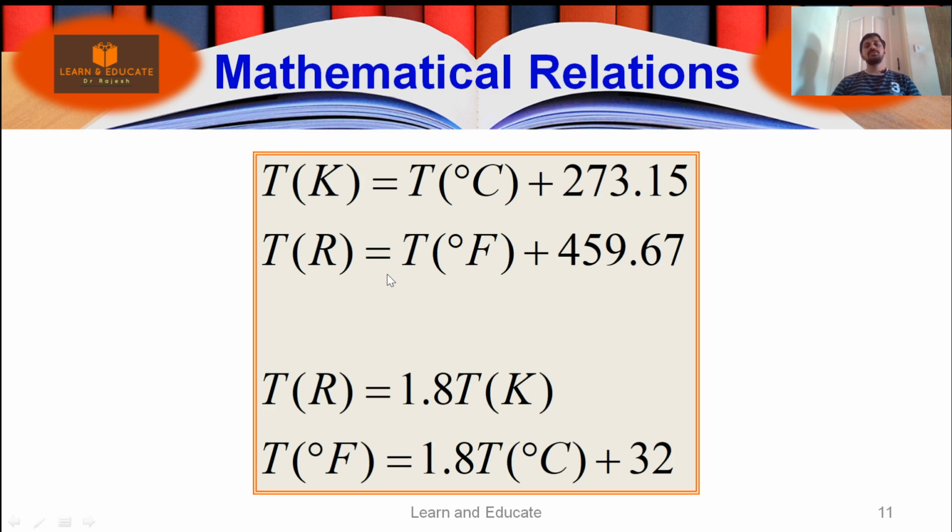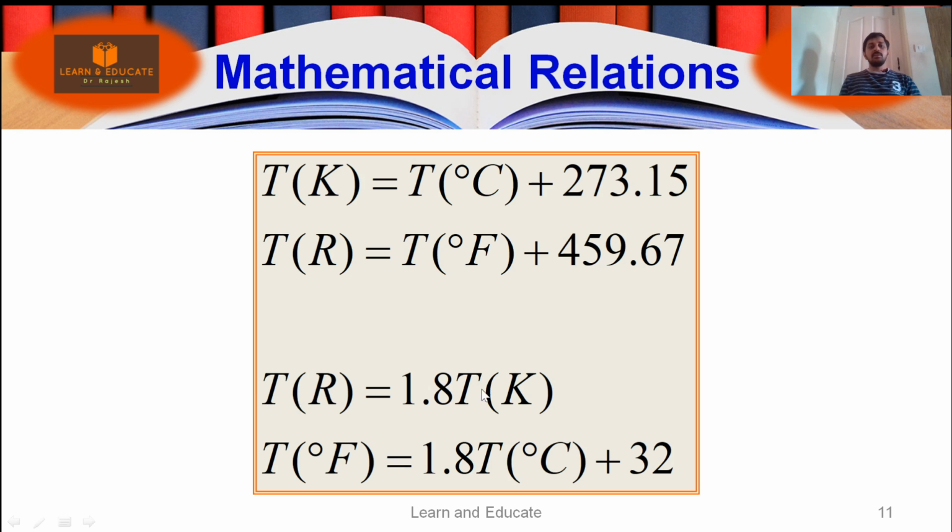Now let us see the relations between degree Celsius and Kelvin, Rankine and Fahrenheit, Rankine and Kelvin, and degree Fahrenheit and degree Celsius. So this you may note down, the relationships between two different units. In SI system, Kelvin and degree Celsius are related like this. A temperature T in Kelvin is equal to temperature in degree Celsius added with 273.15. Similarly, in English system, absolute temperature in Rankine is equal to temperature in degree Fahrenheit plus 459.69.